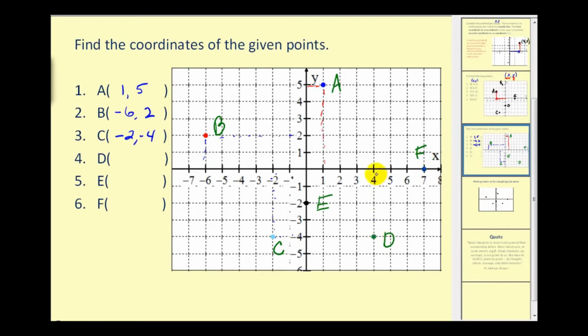D, the x-coordinate positive 4, y-coordinate negative 4. Notice E is right on the y-axis. Again, we follow the same rules. Draw a segment straight to the x-axis, which would be 0, and the point is on the y-axis right at negative 2. So the coordinates would be 0, negative 2. And lastly, point F, the x-coordinate would be 7, and the y-coordinate would be 0.